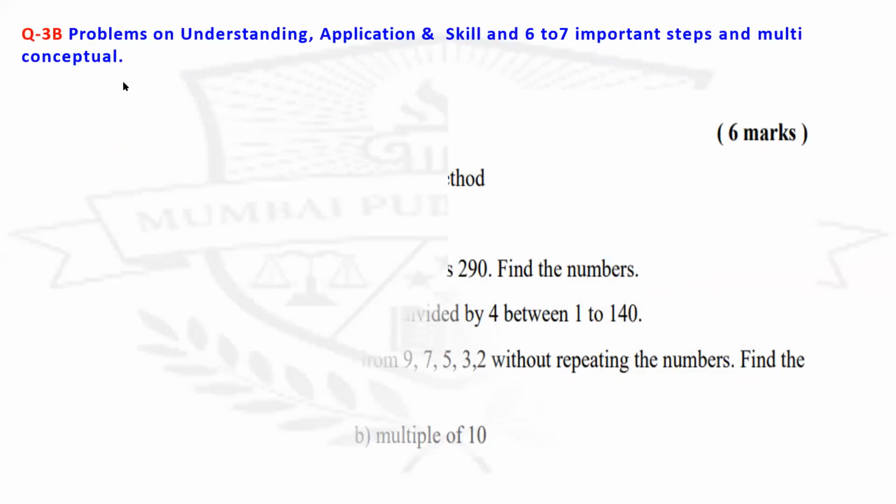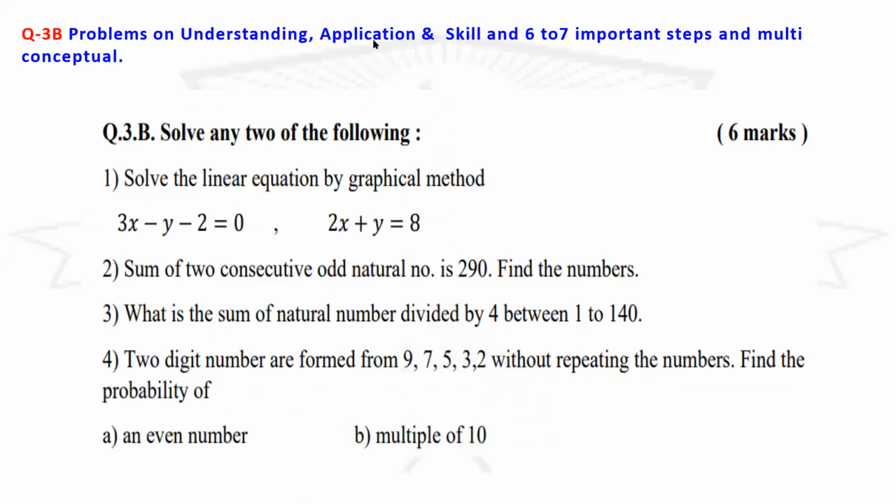Now here, problems on understanding, application and skill, and here you have got 6 to 7 important steps and multi-conceptual. Here what happens is, check here. Now here question number 1 step, question number 2 steps. So here it is a combination of those two. Understand? Again check here, you have got solve any two of the following, 6 marks.